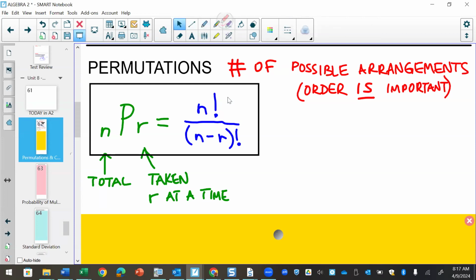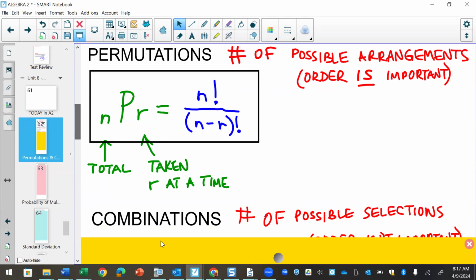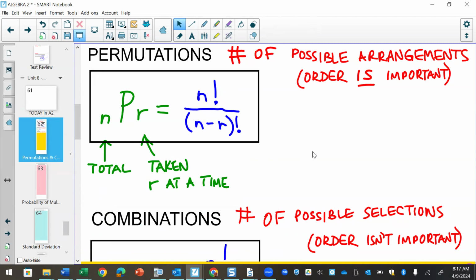Well, just before we do one, what's the other word up the top of that page? Permutations and combinations. Okay, so if a permutation tells you that, a combination is the same thing, but the order is not important. Combinations, number of possible selections, but the order isn't important.